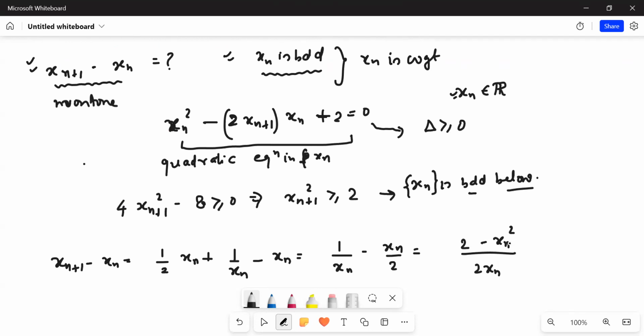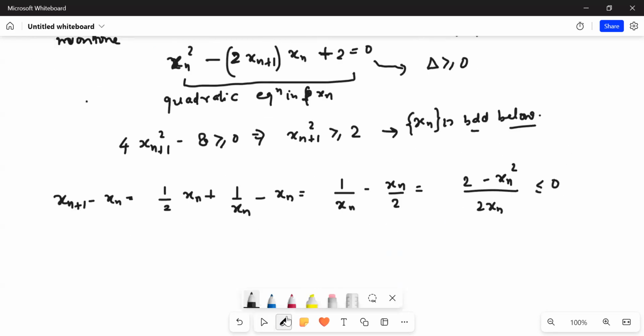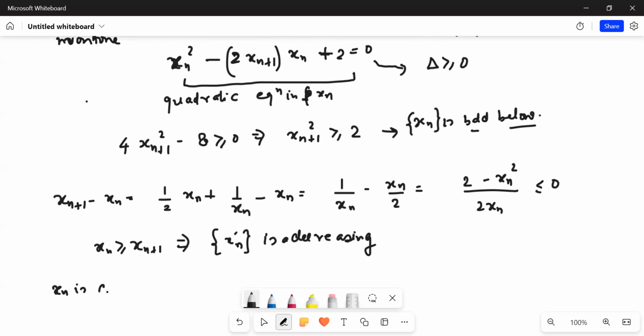I already know that xn square is greater than 2. So 2 minus xn square would be less than or equal to 0, which would imply that xn is greater than or equal to xn plus 1, and it implies that xn is a decreasing sequence. So here I arrive at the result that xn is a decreasing sequence. Further, it is bounded below, which implies xn is convergent.